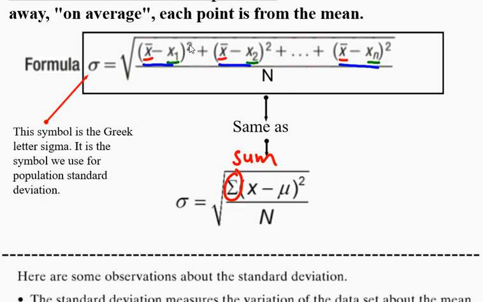The last thing we need to do, though, is undo the fact that we've squared each of the individual pieces so that we didn't have positives and negatives canceling each other out. And how do you undo a square? You take a square root.